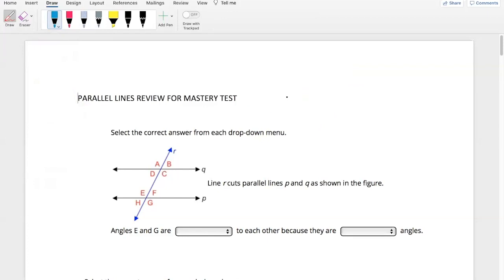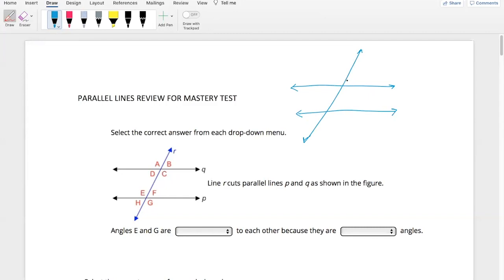All right, we're gonna start with our parallel lines review for mastery test. I just wanted to go over a couple things when we have our two parallel lines. I didn't draw them perfectly. And we can say that those two would be cut by, this is called a transversal, going through the two parallel lines. There's a lot going on here as we go over a few things.